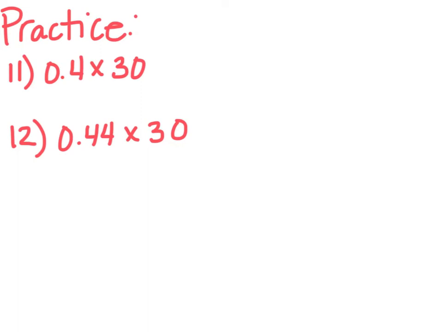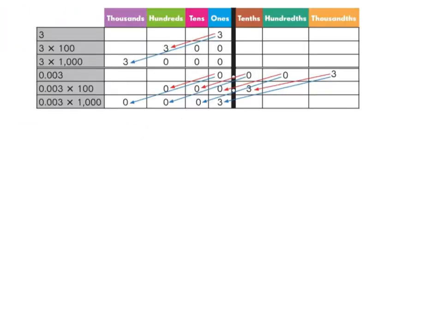Now try these 2 practice problems. Yes, I did skip 7 through 10. Don't worry, just go on with number 11. When you finish these 2, we're going to move on to multiplying by 100 and 1,000.